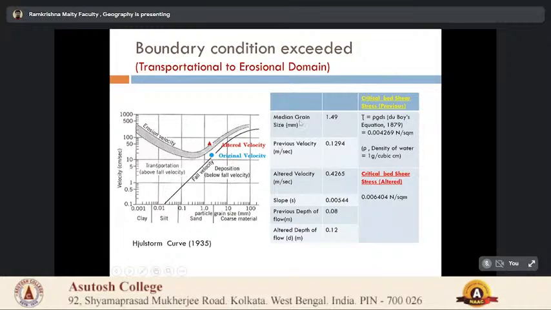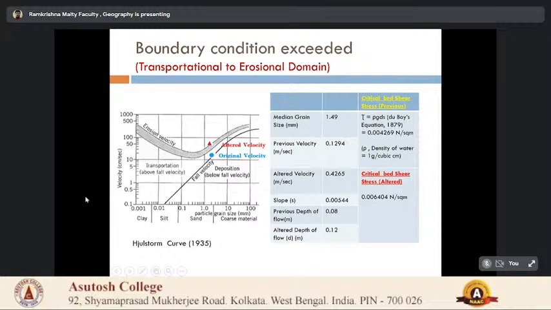So this was the median grain size. It is the previous velocity. It is the altered velocity. It was the gradient. This was the previous depth, and it is the altered depth. And with those parameters, you can easily calculate the critical bed shear stress available under previous conditions. And now, what is the critical bed shear stress available in the altered condition?